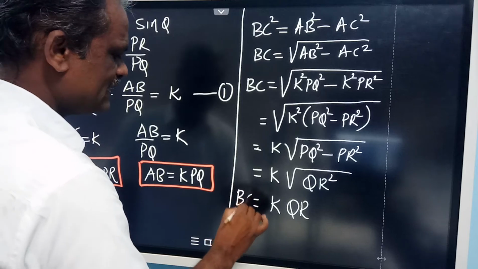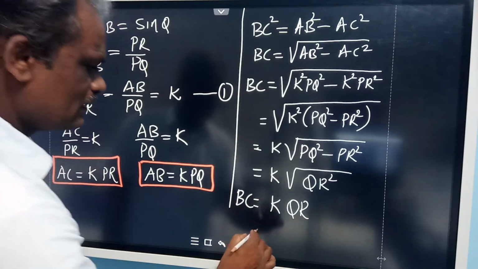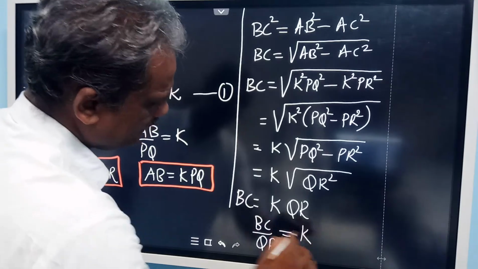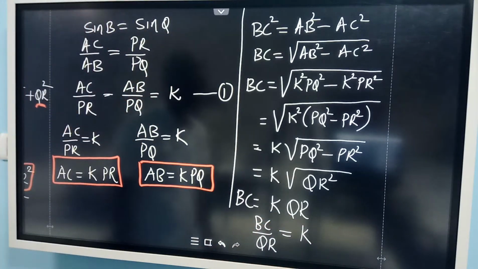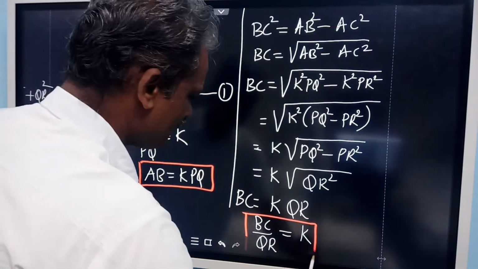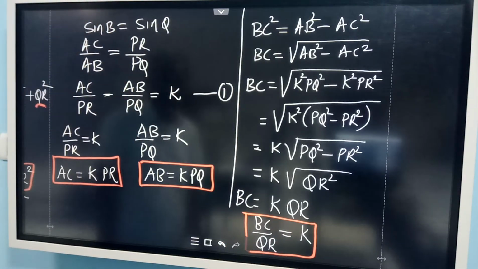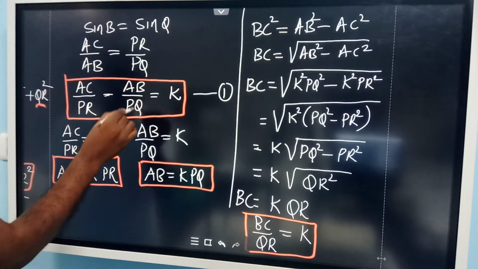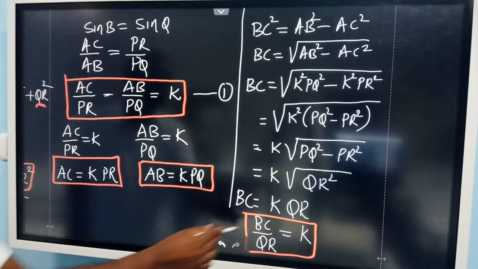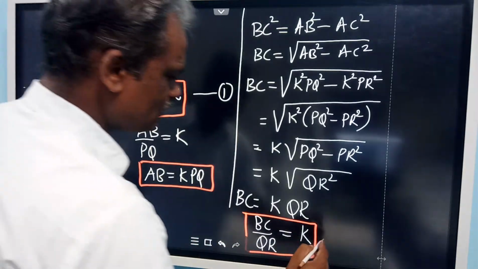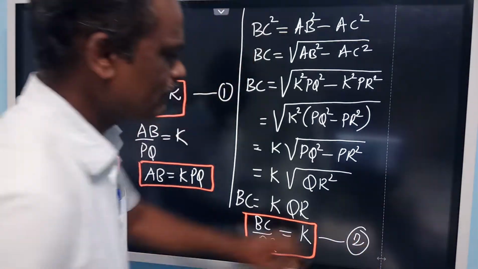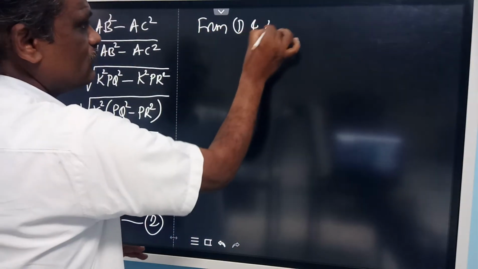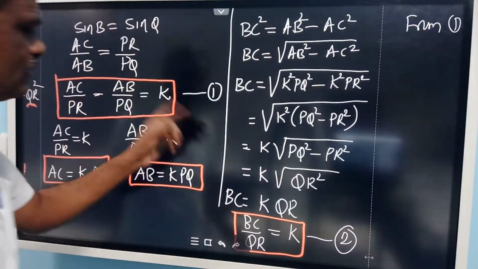This is BC. So that means BC by QR is also equal to K. Transfer QR to the denominator: BC by QR is also equal to K. So look at this. We have AC by PR, AB by PQ is equal to K, and also we got BC by QR is also equal to K. Call this as 2. Compare 1 and 2. From 1 and 2, both are equal to K only.